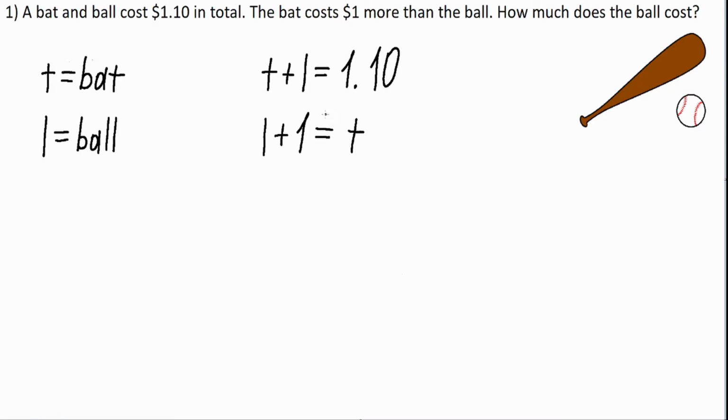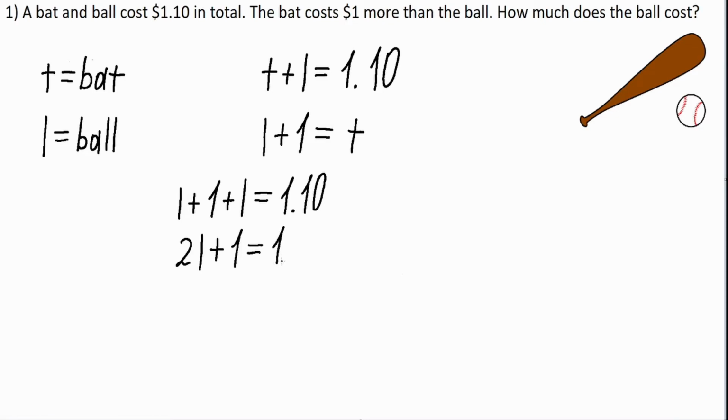From the second equation, we know the value of T, which is L plus 1. What we do now is we replace T in the first equation. And what we get from this substitution is L plus 1 plus L equals 1.10. We can write this as 2L plus 1 equals 1.10. Now we subtract 1 from both sides and we get 2L equals 0.10, or 10 cents.